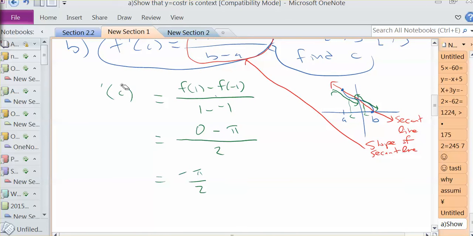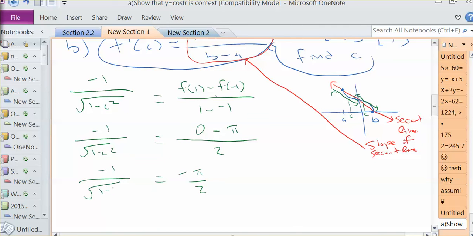Now, for our derivative, that's going to be negative 1 over root 1 minus x squared, or I'll call it 1 minus c squared instead. That'll just make things a little bit easier. So, negative 1 over root 1 minus c squared. So our job is to solve for c.